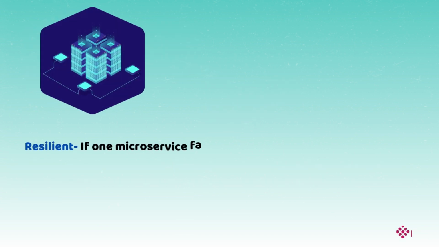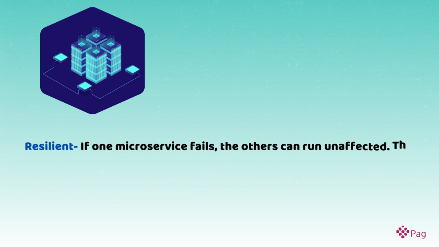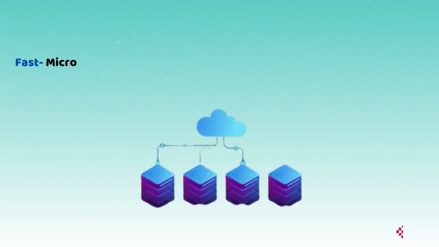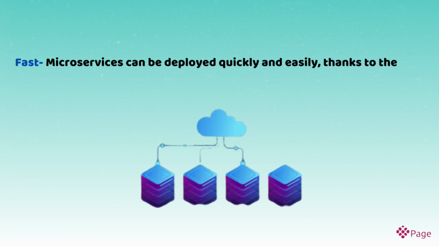Resilient: if one microservice fails, the others can run unaffected. This increases overall system stability and resilience. Fast: microservices can be deployed quickly and easily, thanks to their small size and independence from each other.